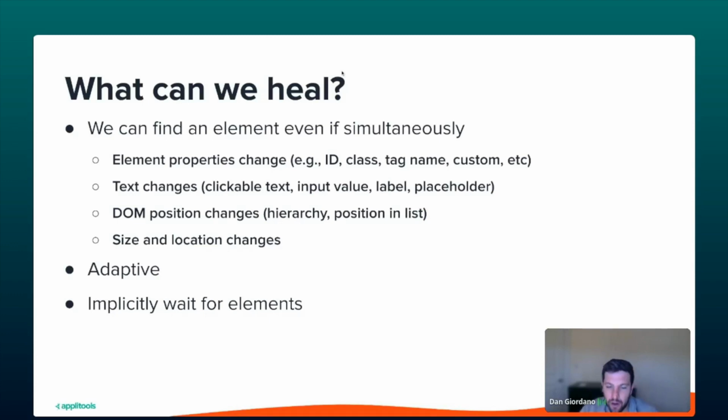So what can we heal when we're doing this? This is something we'll go through a little bit, Matt, and you'll see some live use cases. We can find an element even if element properties change. So an ID or a tag name or a data ID, if something in there changes and other things stay the same, we'll still be able to pass that element. Let's say the text changes on the button.